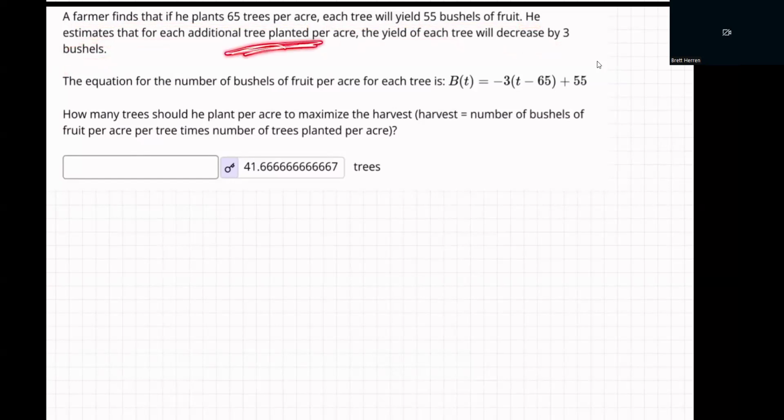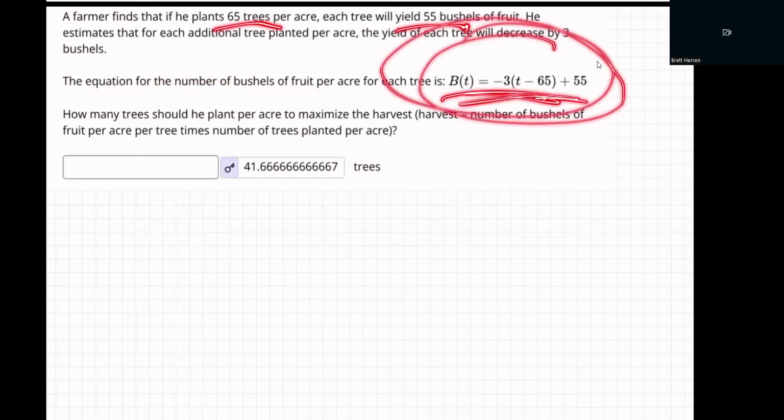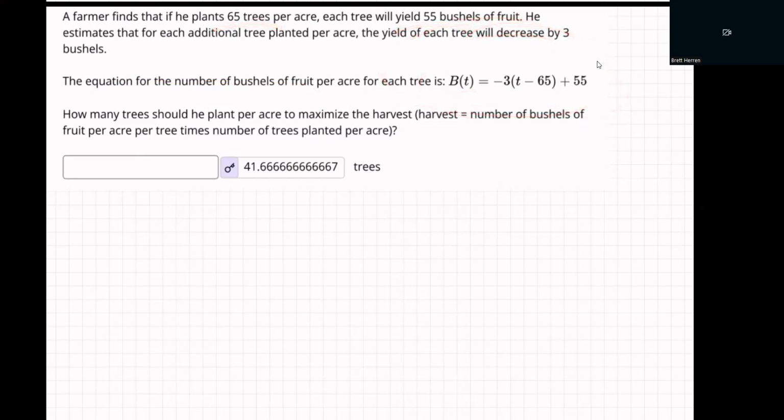The more trees you plant, the better, because you get fruit from more trees, but then each tree will yield less fruit. The equation for the number of bushels of fruit per acre for each tree is this. Now, we could have found that ourselves on another problem we do. There's another problem where you do the setup and you get to this equation. Now we're going to do the second half. This is a finishing problem.